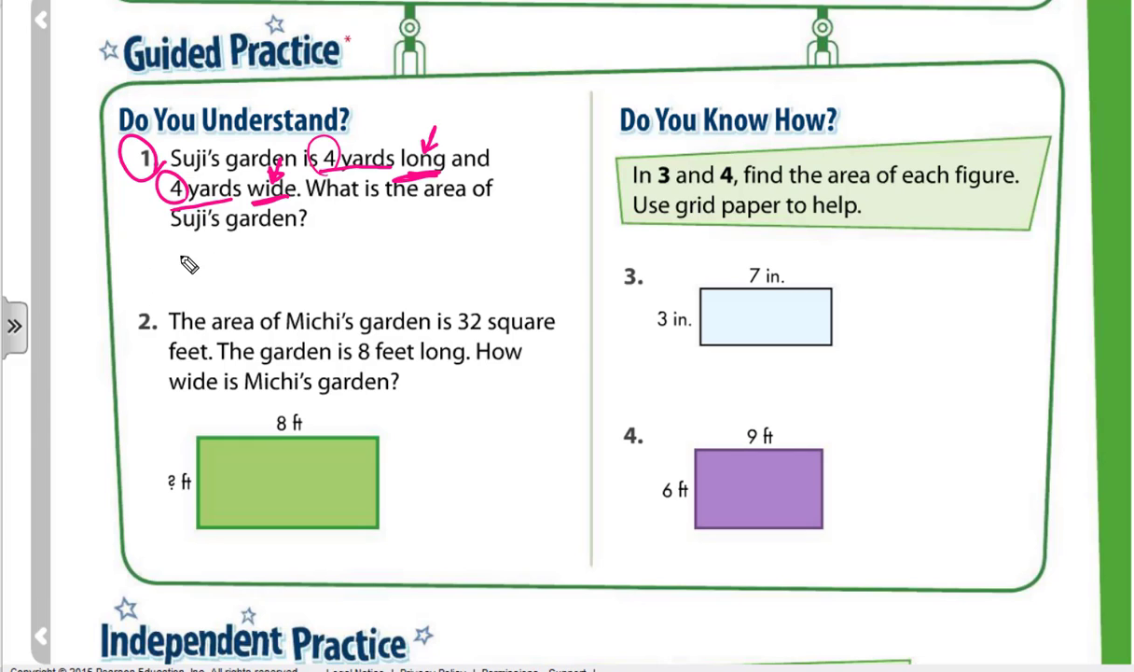So what's the area? How do we find the area? Yes, 4 multiplied by 4.